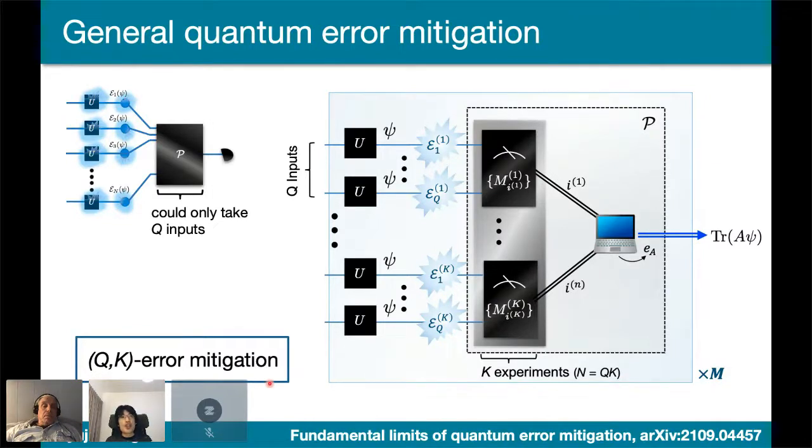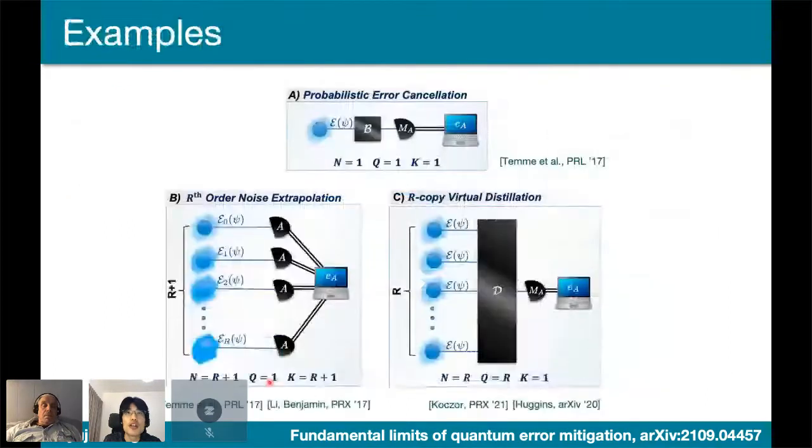The QK error mitigation is a large class that accommodates many possible quantum error mitigation strategies as special cases, and accommodates those specific mitigation protocols. So this is our general framework. Now let's take a look at some examples. I took up three examples here.